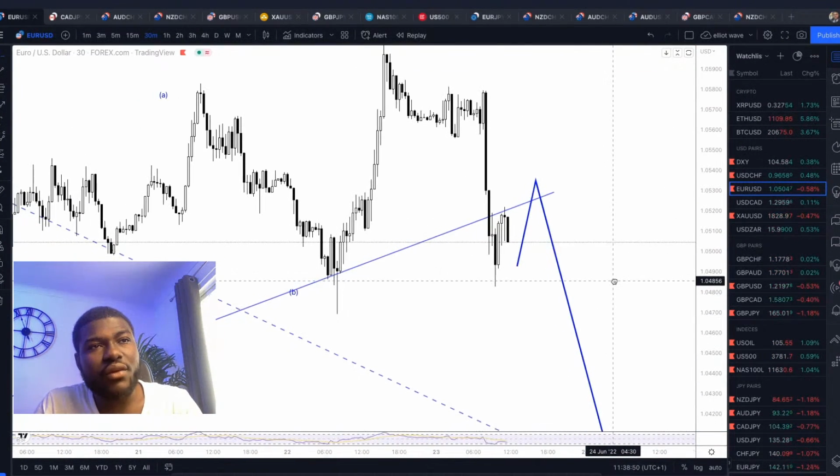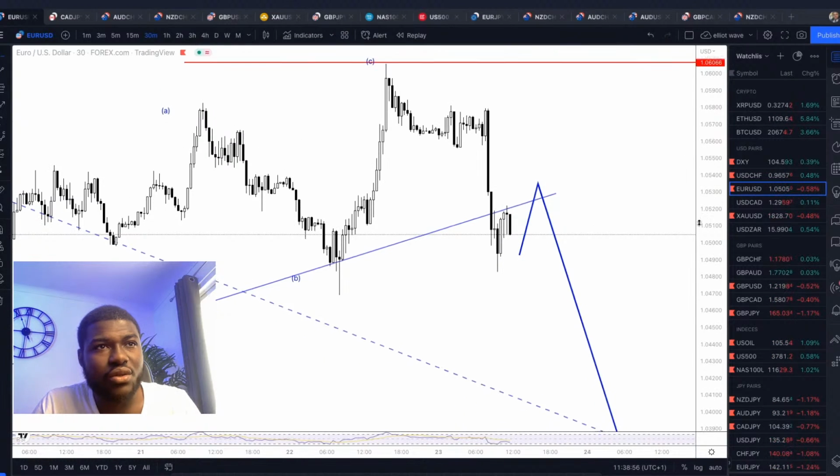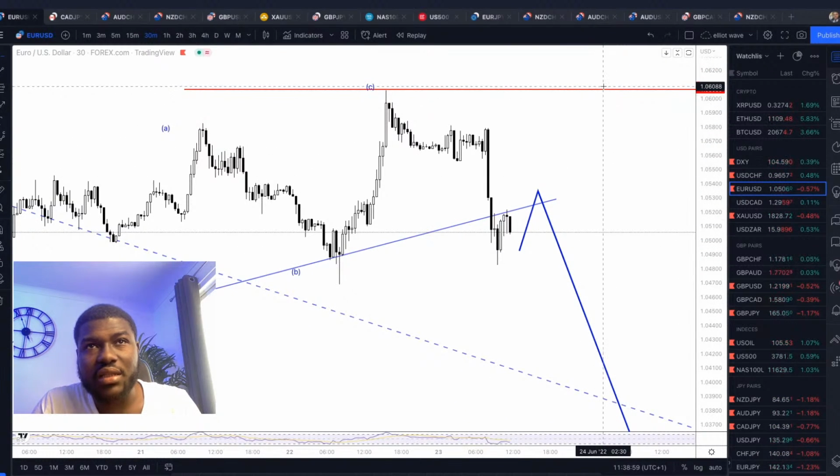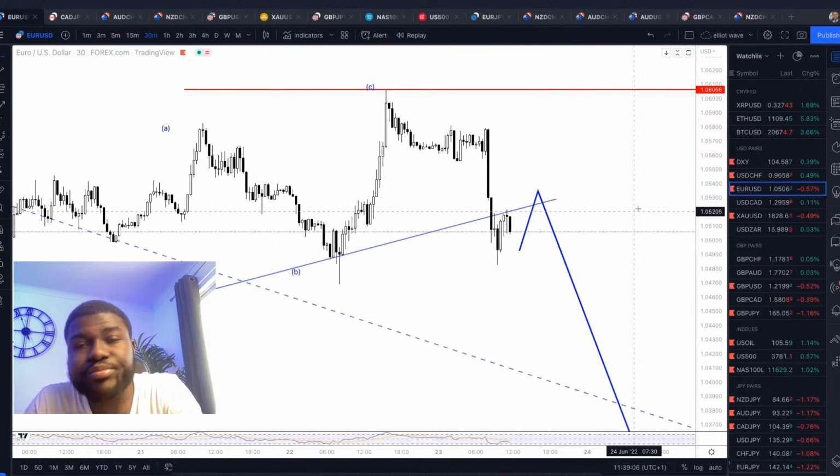So that's euro dollar for you guys, and I can see that the rejection is becoming massive. Yeah, you can pick this up, but you should know that your invalidation level is still at 1.06066 as anticipated, as analyzed.